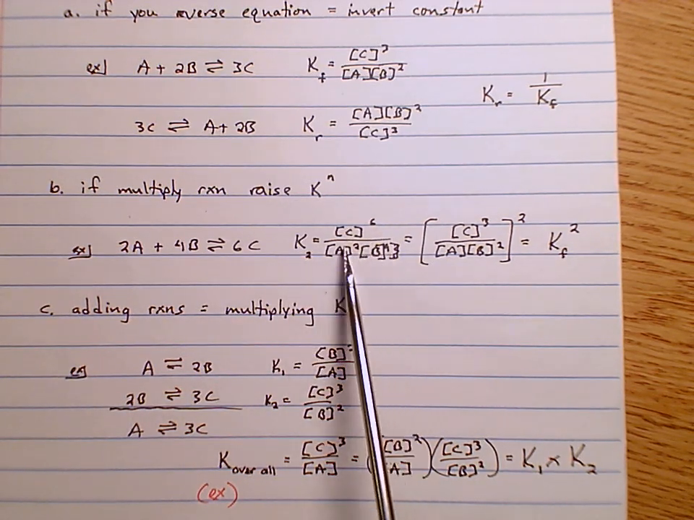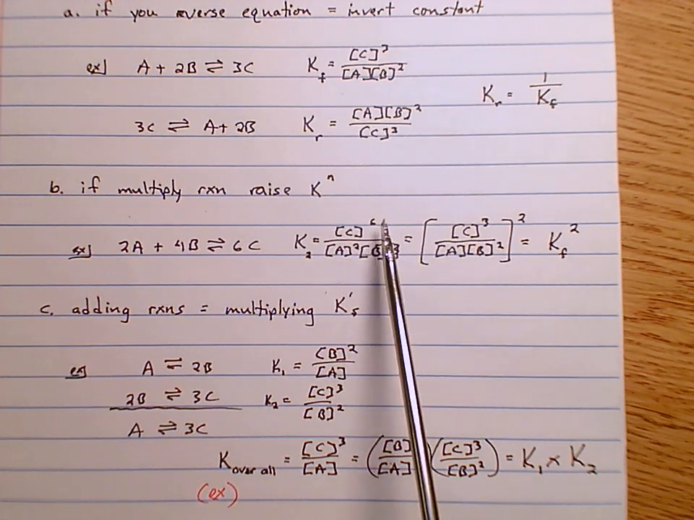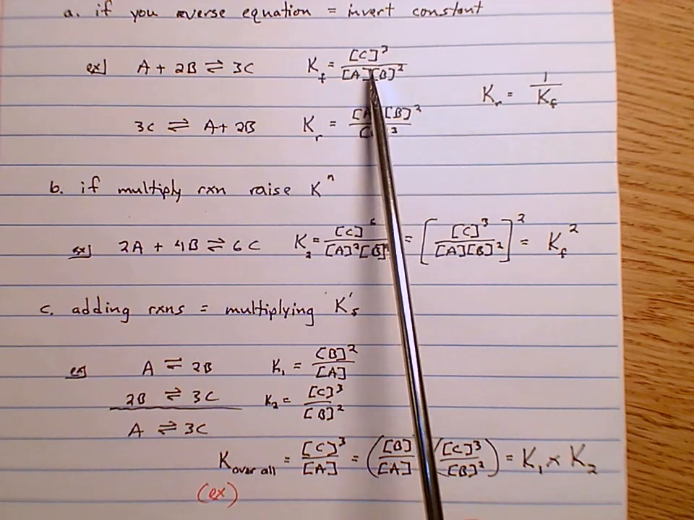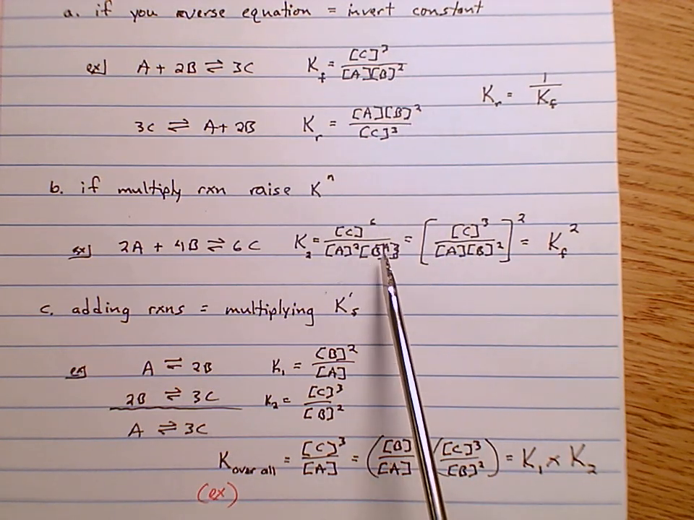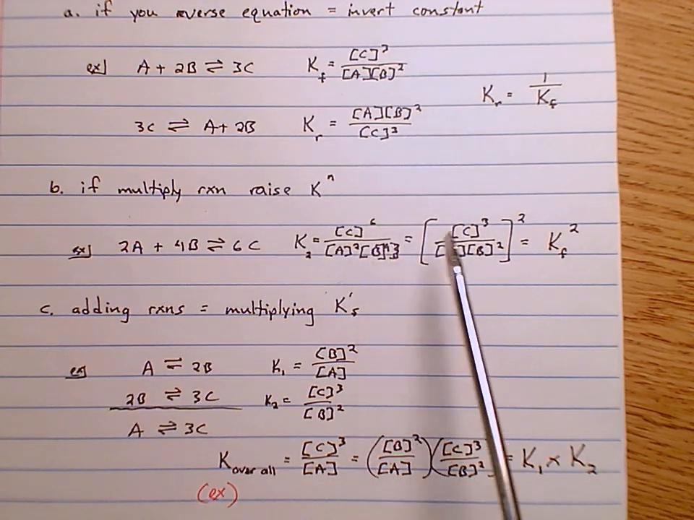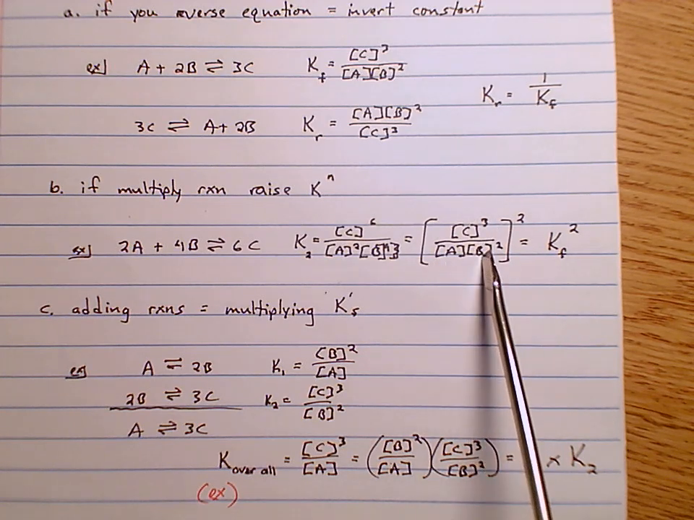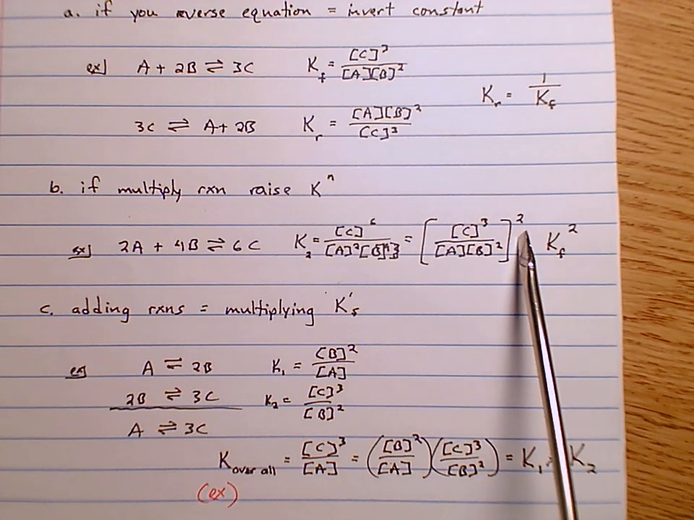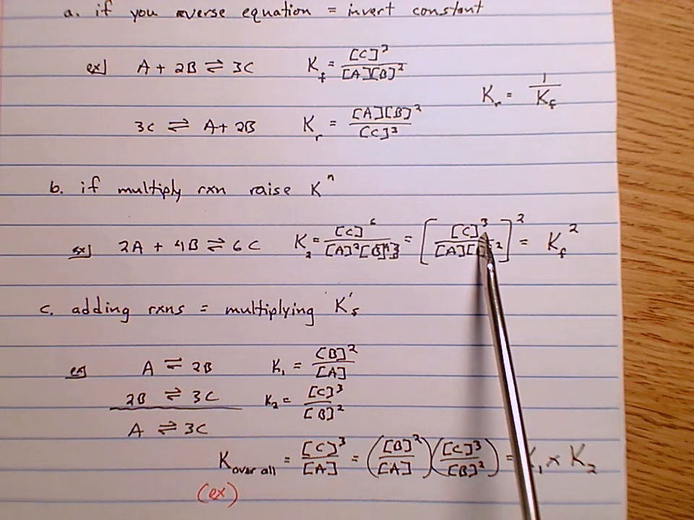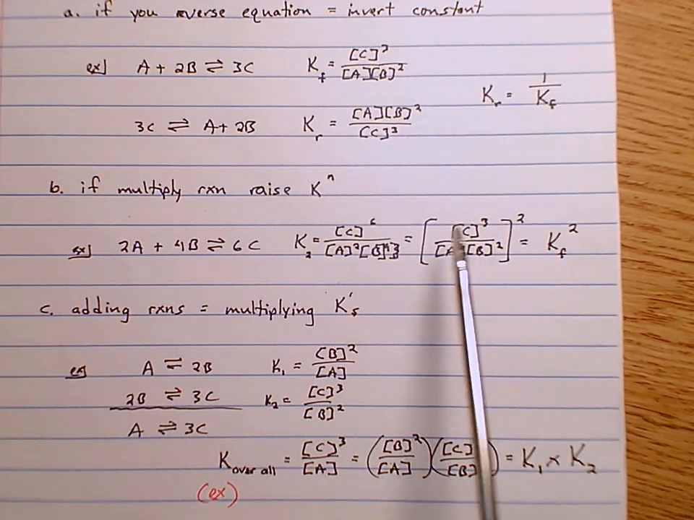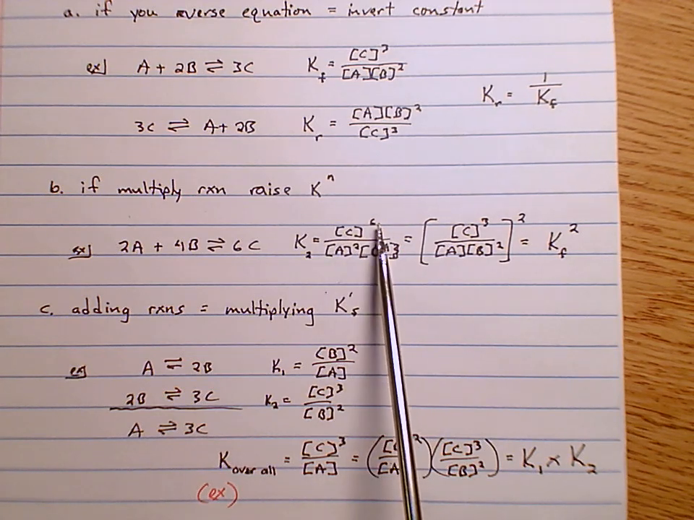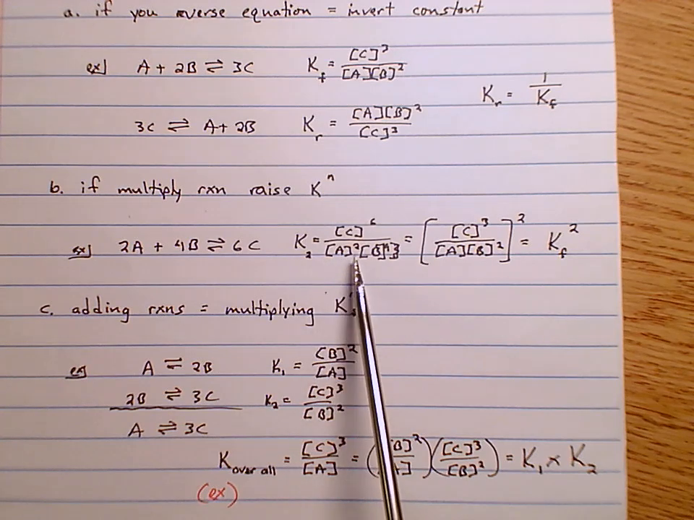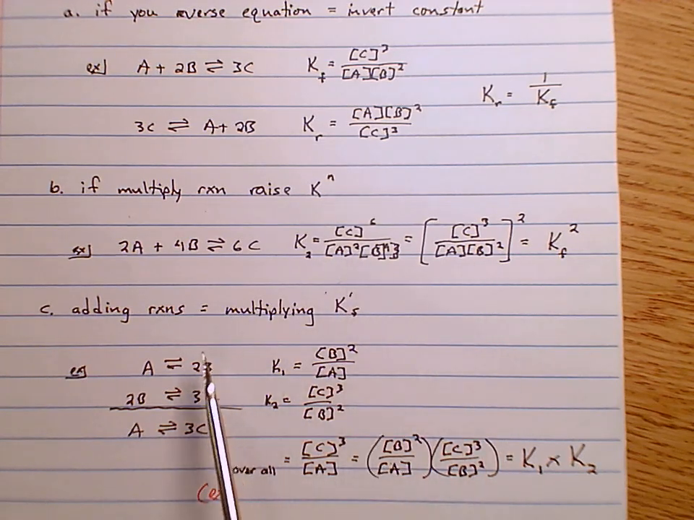Products over reactants raised to their stoichiometric powers, but this is a 6, a 2, and a 3, whereas up here it was a 3, a 1, and a 2. What we realize is that it is just our original equilibrium constant squared, because the concentration of C to the 3rd power squared is the concentration of C to the 6th power. Concentration of A to the 1st power squared is concentration of A to the 2nd power, and so on.